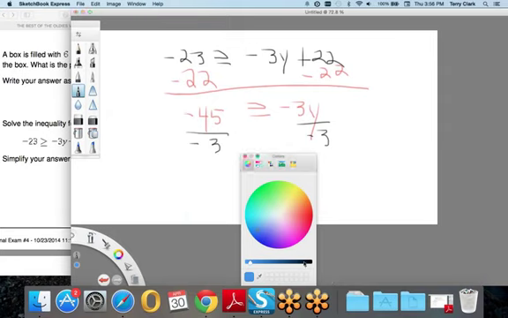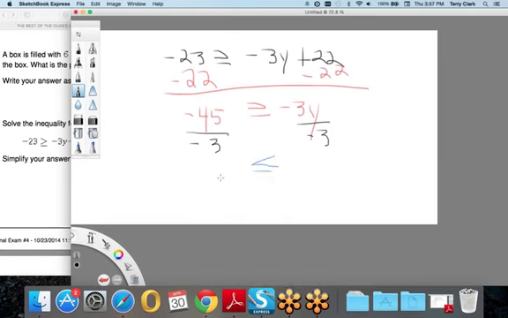All right, let's change the color back. I want to use a different color here to denote that. Negative 45 divided by negative 3 will give me a positive 15, and that'll give me y. So that's going to be your answer: 15 is less than or equal to y.